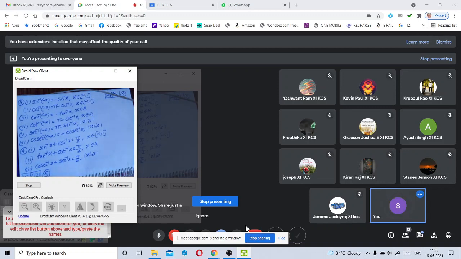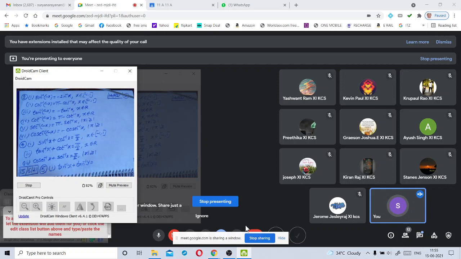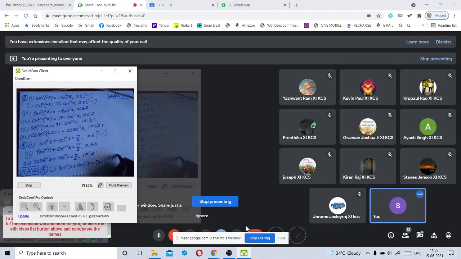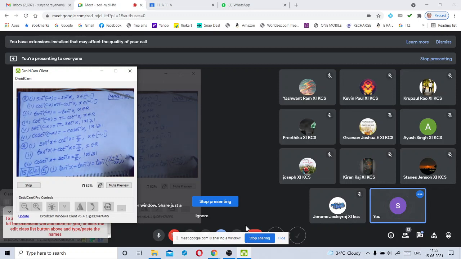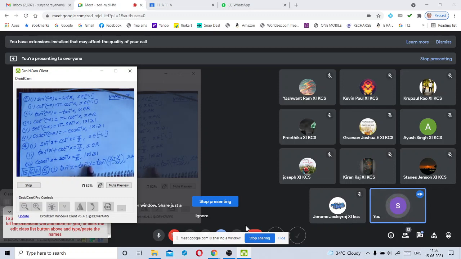Fifth property: tan inverse x plus tan inverse y is equal to tan inverse of (x plus y) by (1 minus xy), where xy is less than 1. This is a very useful inverse trigonometric property. While solving the problems, we use this property very frequently.